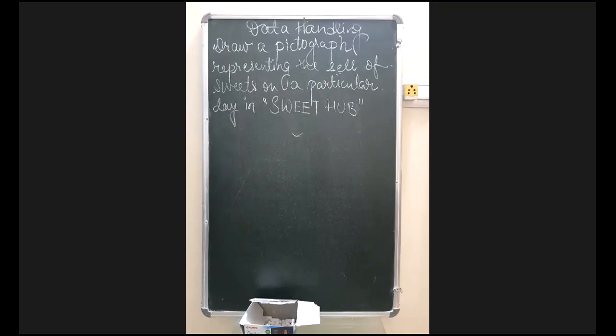So first of all, let's start with the pictograph. If you see on your board, the question is written: draw a pictograph representing the sale of sweets on a particular day in Sweet Hub. So here a shop is being described. The name is Sweet Hub, and on a particular day, how many kinds of sweets and how many sweets were sold in that shop, that we are going to represent in the form of pictures.